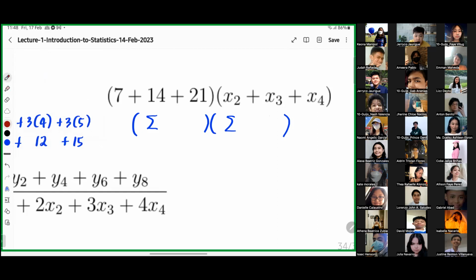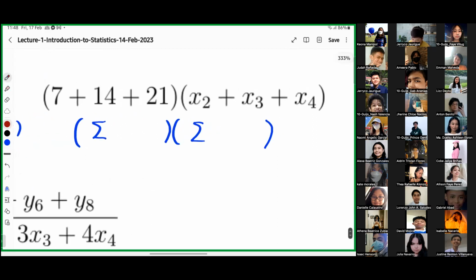Yes, Lorenzo, go. Yung unang parenthesis po, 7i. 7, I na lang, ayaw mo lang F. Joke lang. I po ay 1, 2. Tapos ang max po ay 3.